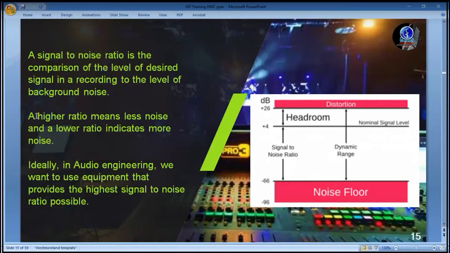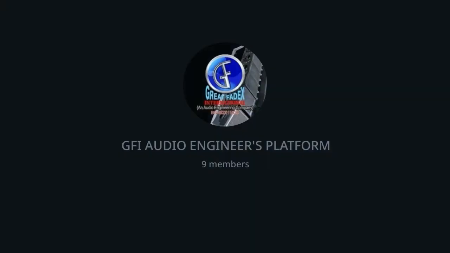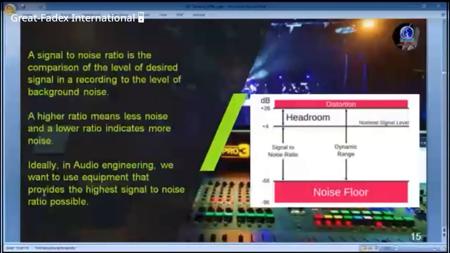A higher ratio means less noise, and a lower ratio indicates more noise. Ideally, in audio engineering, we want to use equipment that provides the highest signal to noise ratio possible. This noise can also come from our electronic devices, for example your microphone. So if you are buying a microphone and you don't know the signal to noise ratio and the frequency response of your microphone, as an engineer, you are in big trouble, because that signal to noise ratio, you cannot overemphasize it.